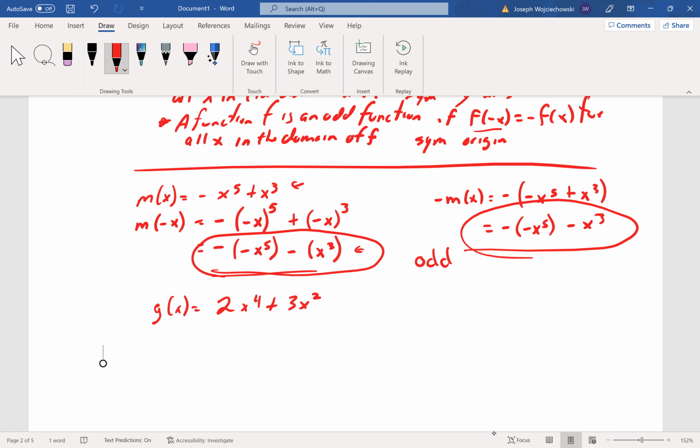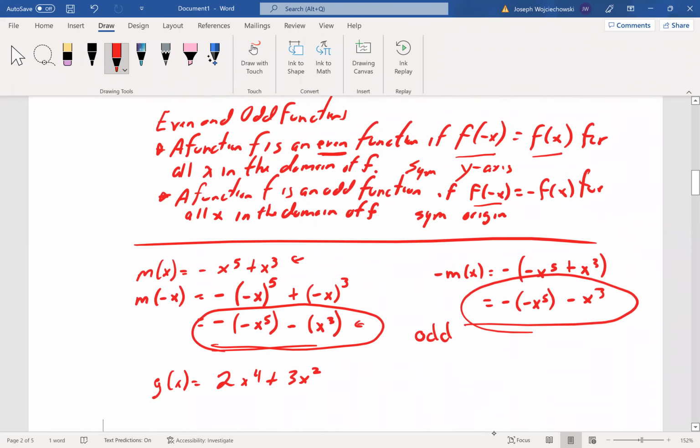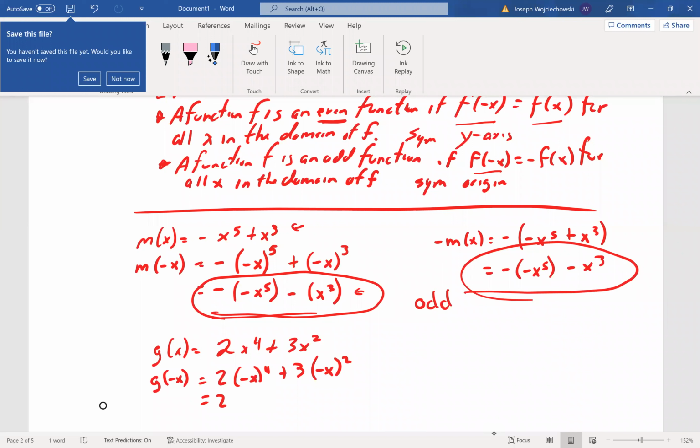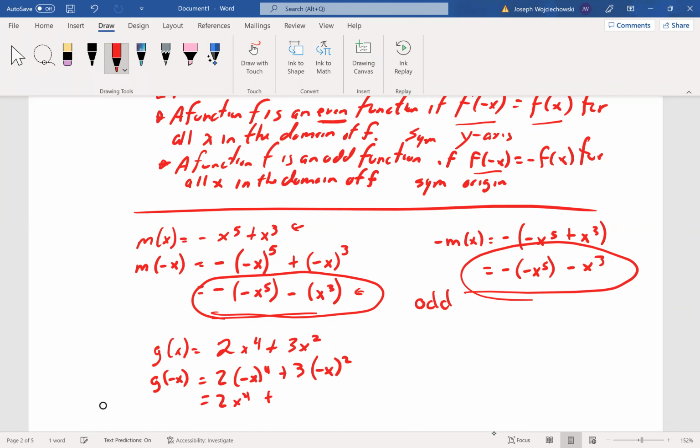So let's test to see if it's even. We'll find out what g of negative x is. Well, that's 2 times negative x to the fourth plus 3 times negative x squared. So 2 times negative x to the fourth is the same as 2x to the fourth, plus 3, and negative x squared is the same as x squared. And thus we have the same thing. This one is even.